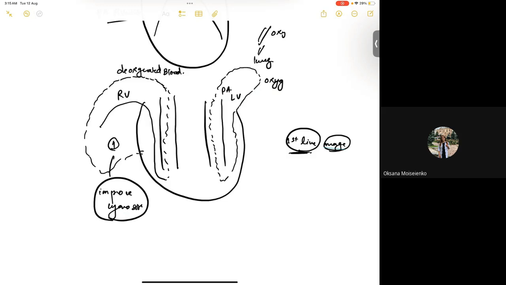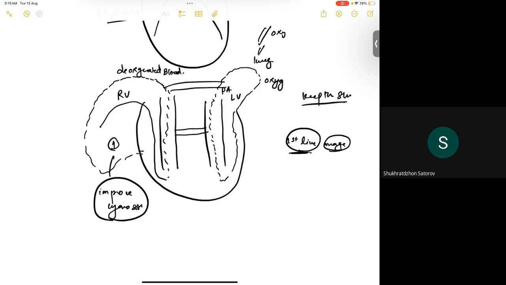Open the ventricular septum. Okay, so just keep the shunts open, right? We have two shunts, if you remember. That is basically your foramen ovale, the interatrial septum, and the other one is your ductus arteriosus. So keep the shunts open.